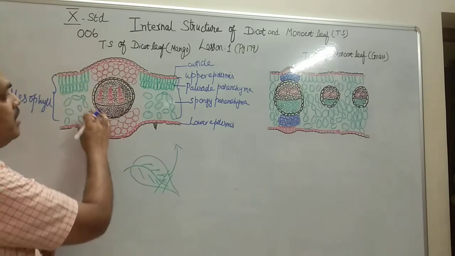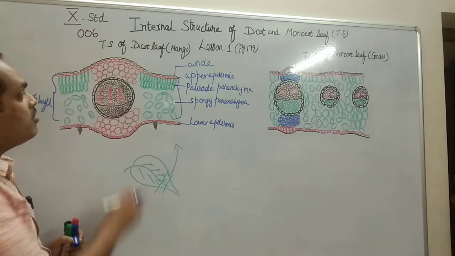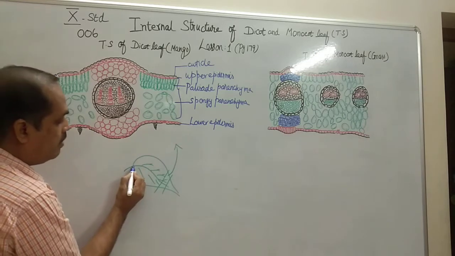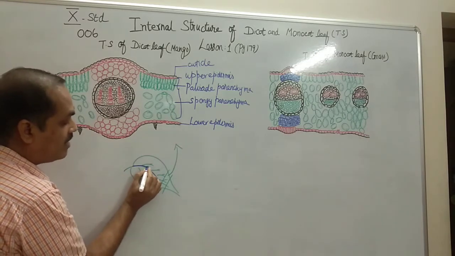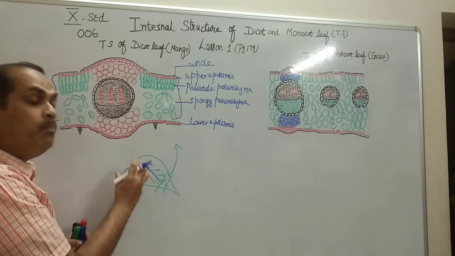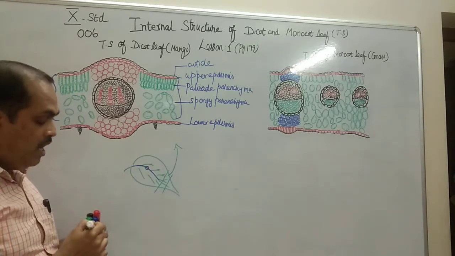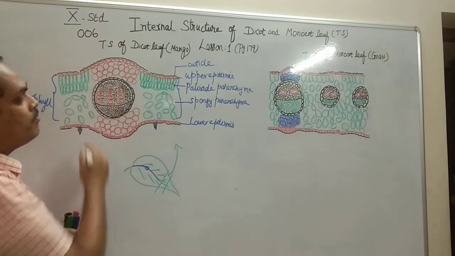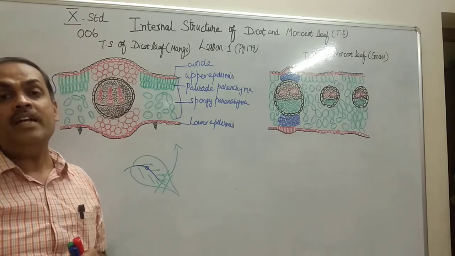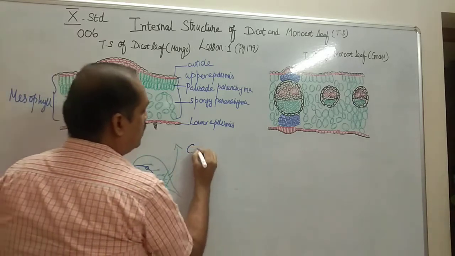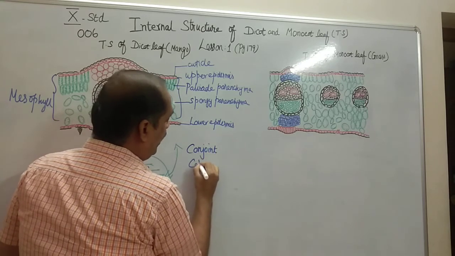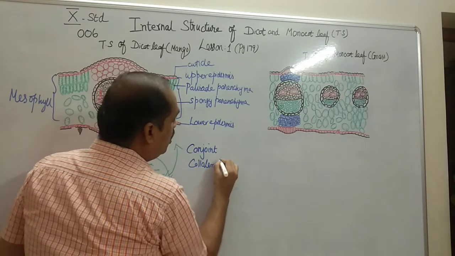The third one is the vascular bundles. The vascular bundle is prominently found in the midribs. So this is the midrib. Here is the place where the vascular bundle is found. And moreover, the vascular bundle in the midrib will be bigger than in the veins. The vascular bundle in the dicot leaf is conjoint, collateral and closed. The vascular bundle in dicot leaf is conjoint, collateral and closed.